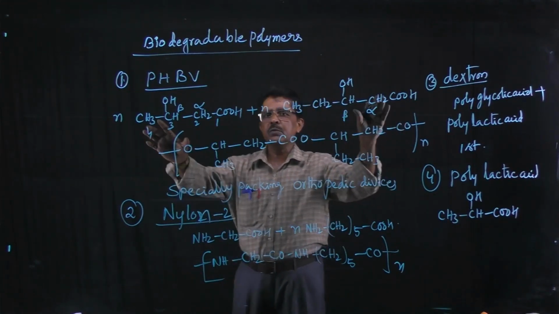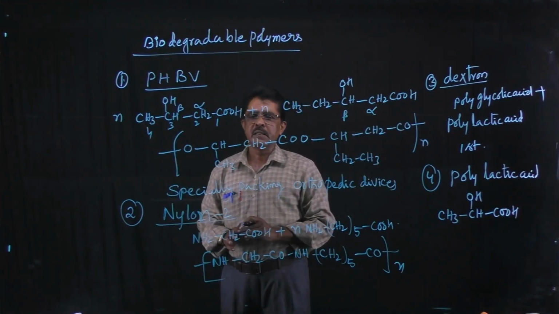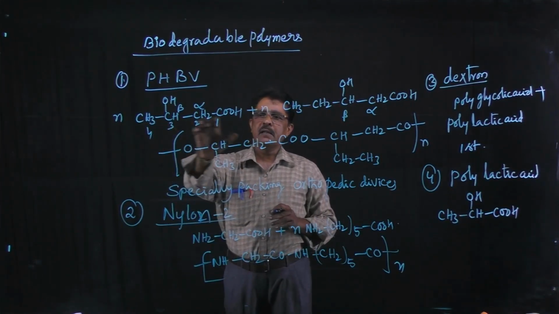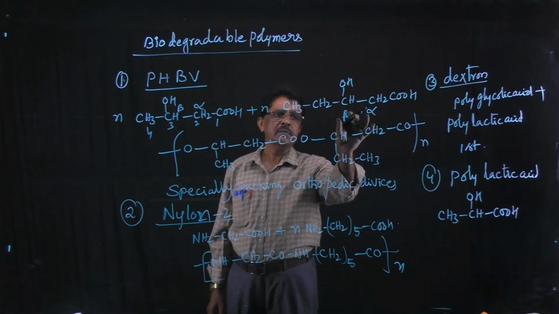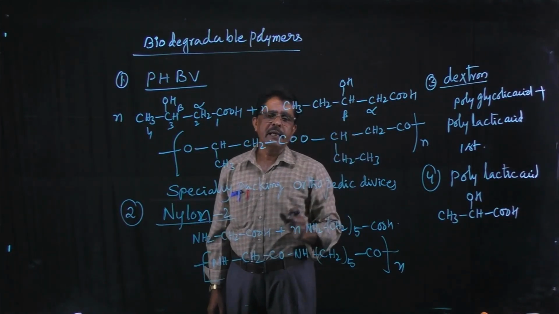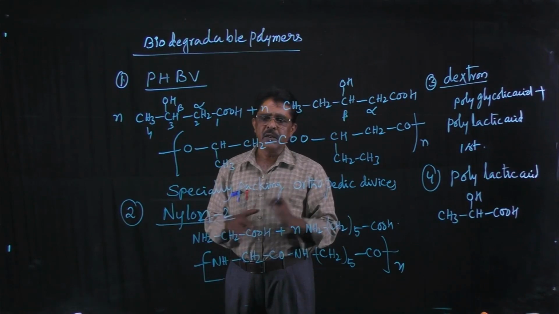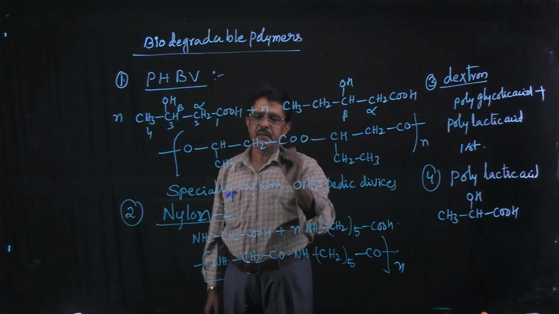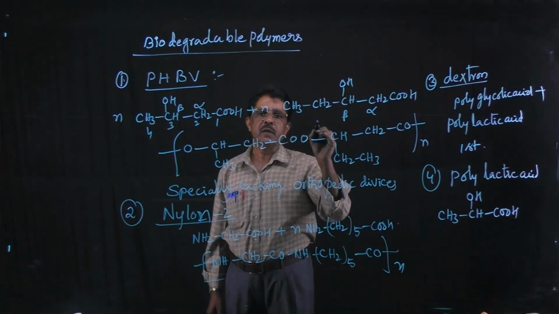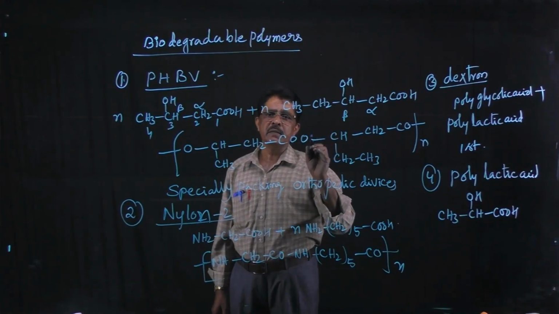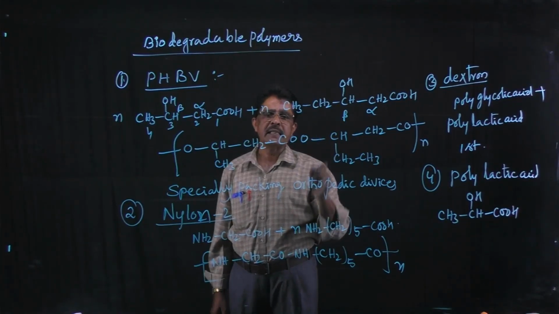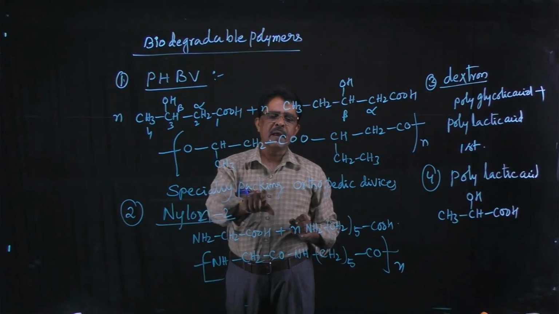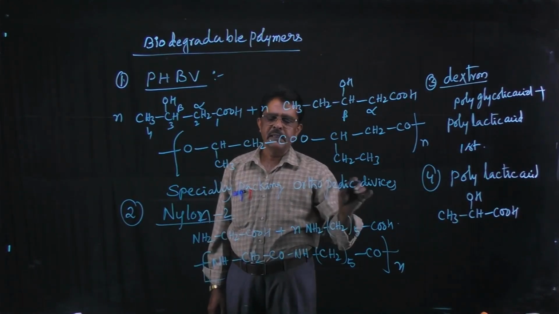So these 2 monomer units are combined. N moles of beta hydroxy butyric acid and N moles of beta hydroxy pentanoic acid or valeric acid, both are combined, gives what? PHBV. That means full form is the what? Poly beta hydroxy butyrate and co beta hydroxy valerate. It is the biodegradable polymer. It is used in special packing and orthopedic devices.